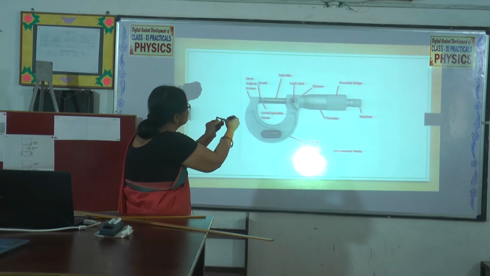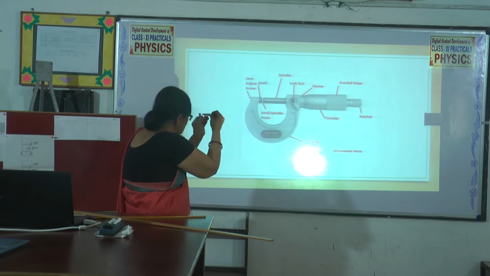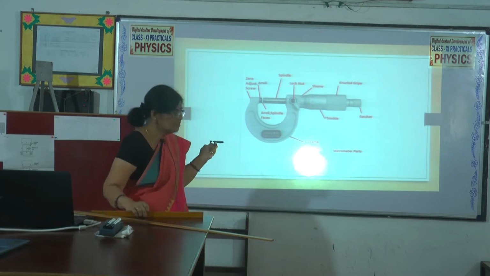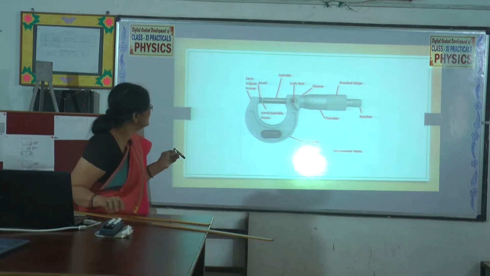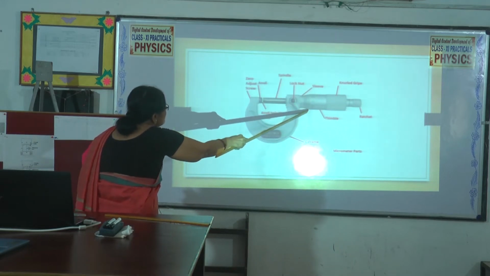If I open this, you'll see there is a scale coming up: 0, 5 and 10. This is called your linear scale. And then there is a circular scale here. This is a circular scale.